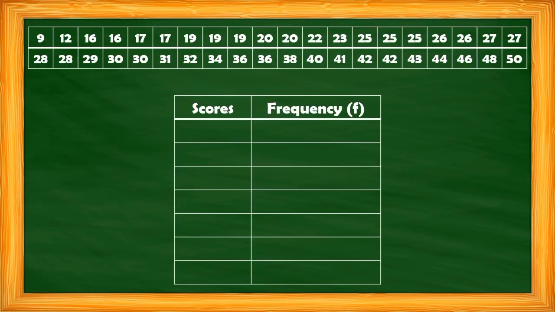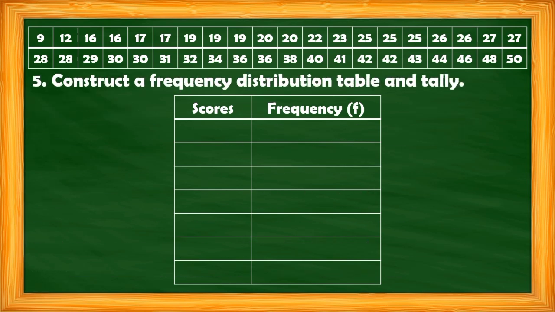So, ayan, next. Construct a frequency distribution table in tally. Okay, so yung class interval natin, nakuha natin is 7. So, pag ganon, mag-i-start po tayo ng counting dun sa lowest score po natin. So, mag-start tayo sa 9, and then magka-count lang tayo ng 7. So, 9, 10, 11, 12, 13, 14, 15. That is 9 to 15.